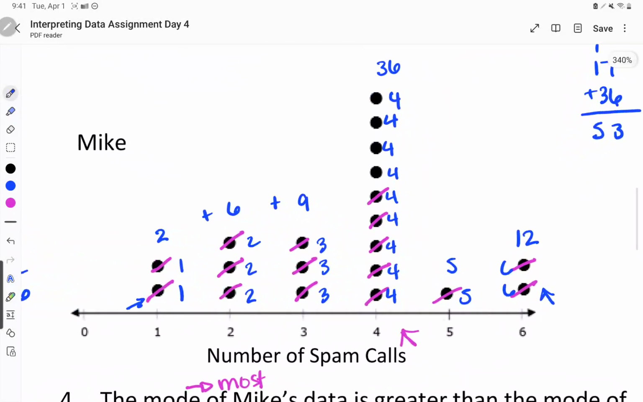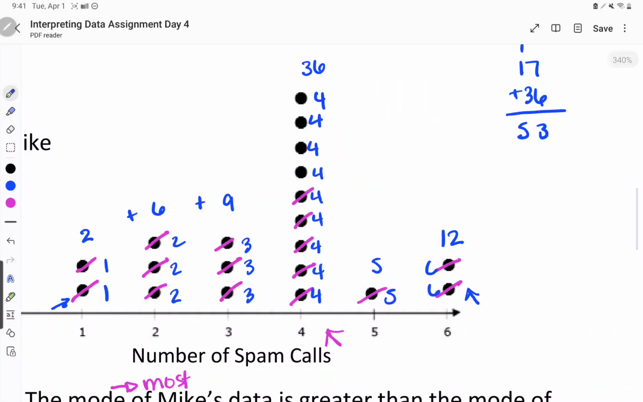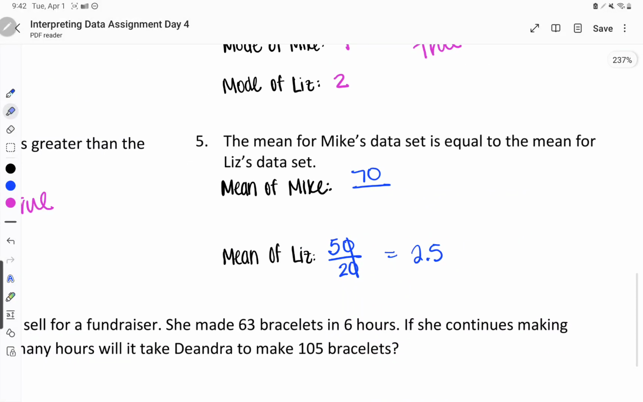Then I divide that by how many total dots Mike has. So how many total dots does Mike have? 1, 2, 3, 4, 5, 6, 7, 8, 9, 10, 11, 12, 13, 14, 15, 16, 17, 18, 19, 20. So I would do 70 divided by 20, and that gives me 7 divided by 2, which gives me 3.5. So is it true that the mean of Mike's data is equal to the mean of Liz's data? No, that statement is false.